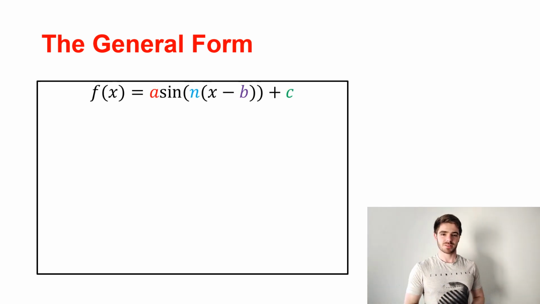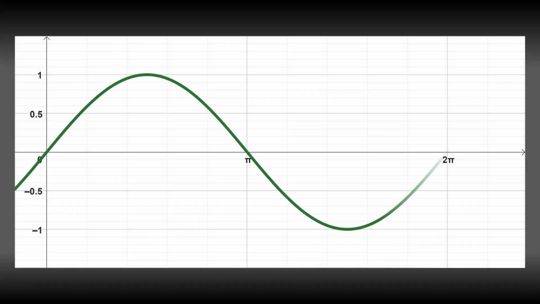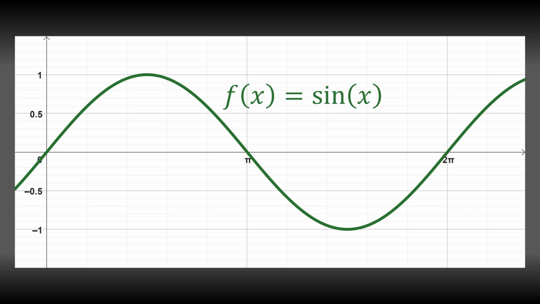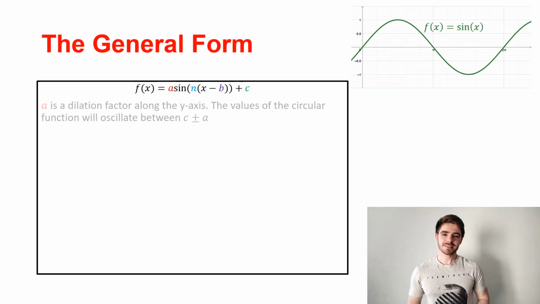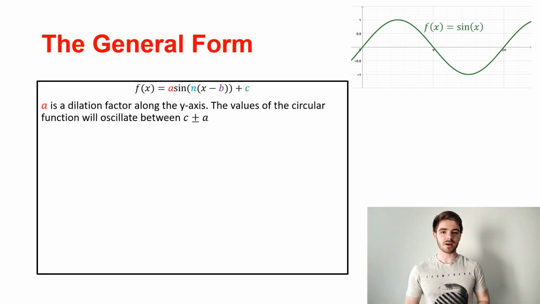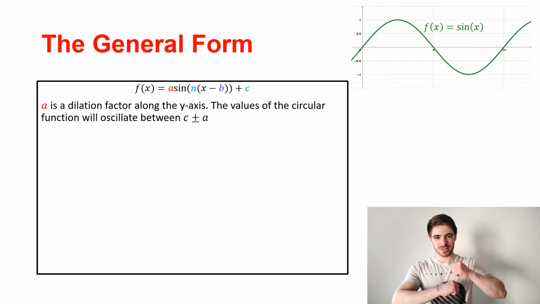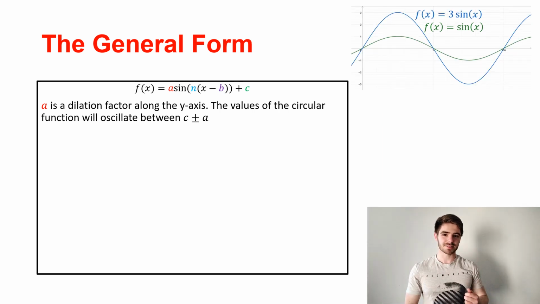Each of the terms in this equation modifies the shape of the graph in a unique way. This is the basic plot of sin x. Let's have a look at how each of the terms affects its shape. The a term is known as a dilation factor along the y-axis. All this means is that we're going to take the graph of sin x and just stretch it along the y-axis.